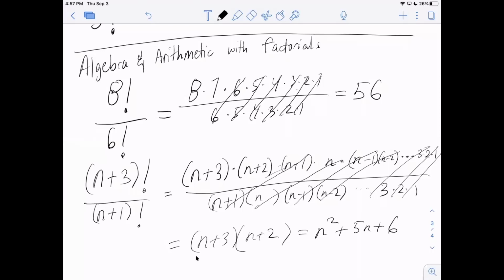Okay. So that's a quick introduction to a little bit of algebra and how to work with these factorials. They usually simplify to be pretty nice.